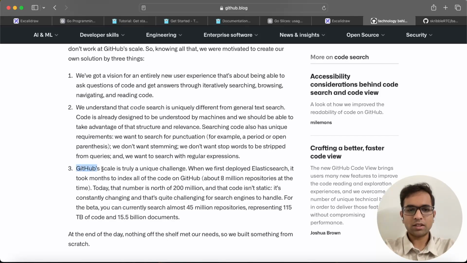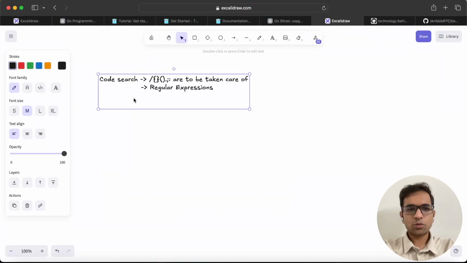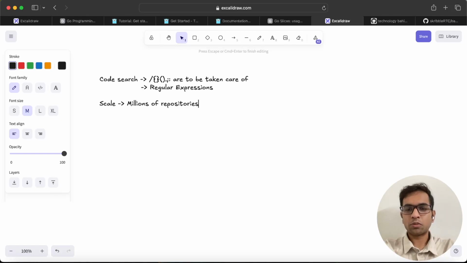Another part is GitHub scale. These are the two things which need to be taken care of while building anything of that sort. The scale is massive. There are millions of repositories on GitHub, and many of these repositories might have similar documents or different documents, and there might be a variety of documents present in millions of repositories. That is the reason why they had to build this Blackbird, which is different from normal searching, right? And these are the two very important things that have to be taken care of while building Blackbird.